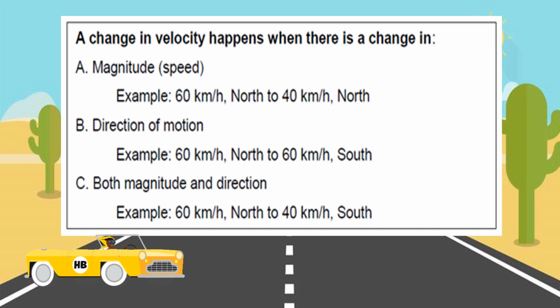Change in velocity happens when there is a change in magnitude or speed, when there is also a change in direction of motion, and also when there is a change in both magnitude and direction. An object's motion is constantly changing. One cannot achieve a uniform velocity as it travels.